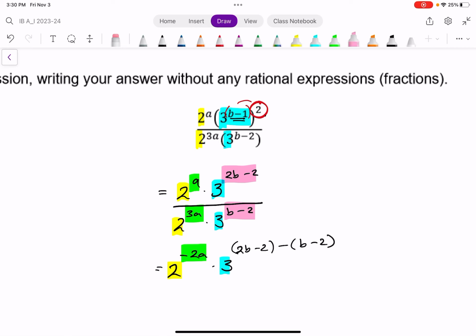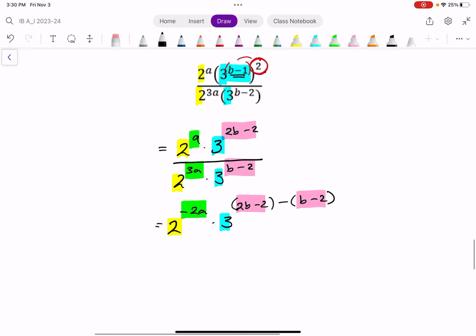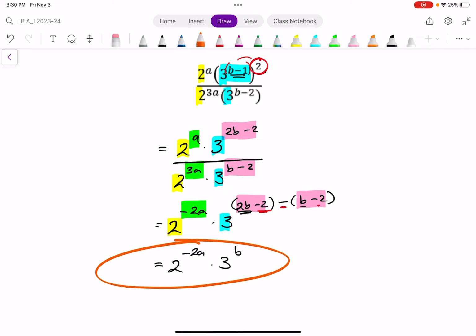A lot of subtraction, a lot of negatives going on here. So just got to be a little bit careful. But in the end, what do I have? I have 2 to the power of negative 2a times 3 to the 2b, take away b is just b. And then here's where we got to be careful, but hopefully you see this coming. Minus 2, take away negative 2, same as minus 2 plus 2, which is 0. And so these cancel out. And so I'm done. Those constants cancel out, and so this simplifies to just this.